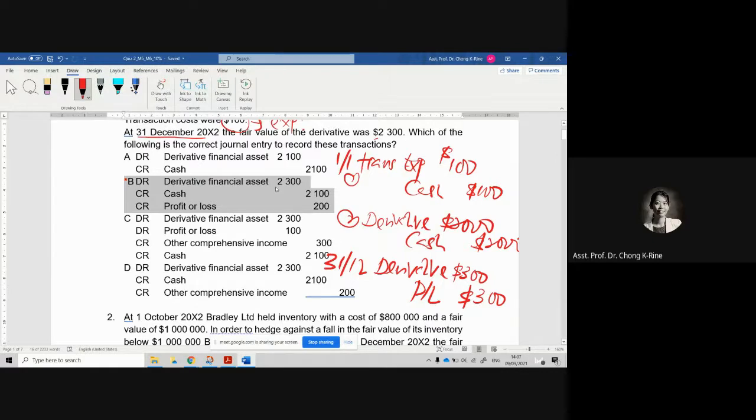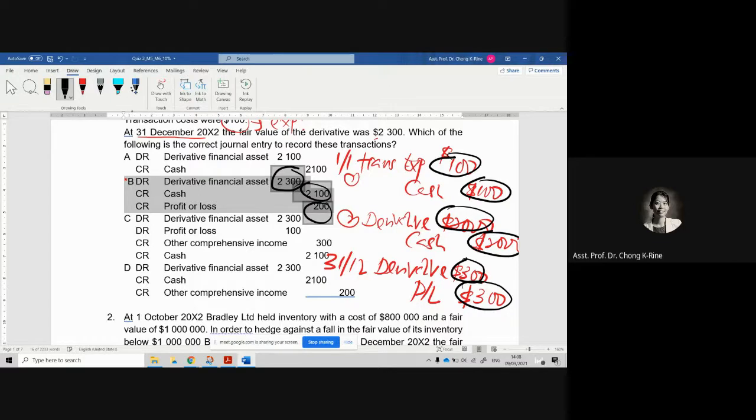So this is our answer. If you combine them, our derivative will be 2,000 plus 300 equals 2,300. Our cash is 100 plus 2,000 equals 2,100. And then our profit or loss is 100 debit side, 300 credit side, equal to 200 credit side. Expenses will reduce net profit, and this profit due to the fair value change of the derivative will increase net profit. So eventually there's an increase of 200 in our profit or loss.